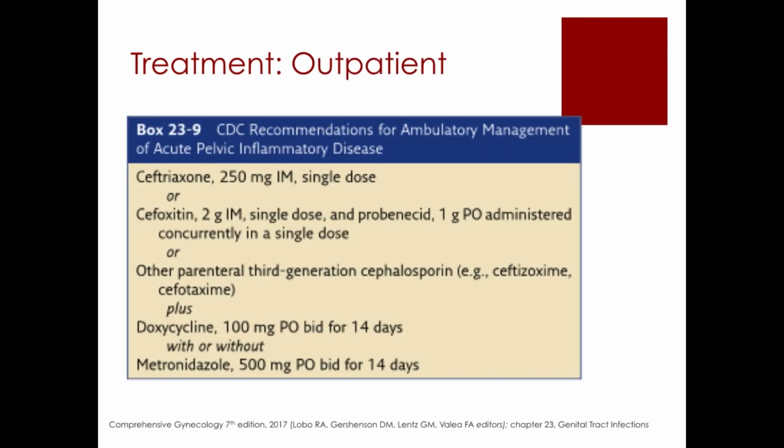Now, in the treatment of PID, we have the outpatient regimen and the inpatient regimen. So for outpatient, these are for patients that we did not confine in the hospital. So for the outpatient treatment, we have the following options. And these options or recommendations are dictated by the Centers for Disease Control. Now we have option 1: ceftriaxone 250 milligrams IM single dose, or cefoxitin 2 grams IM single dose plus probenecid 1 gram per os single dose.